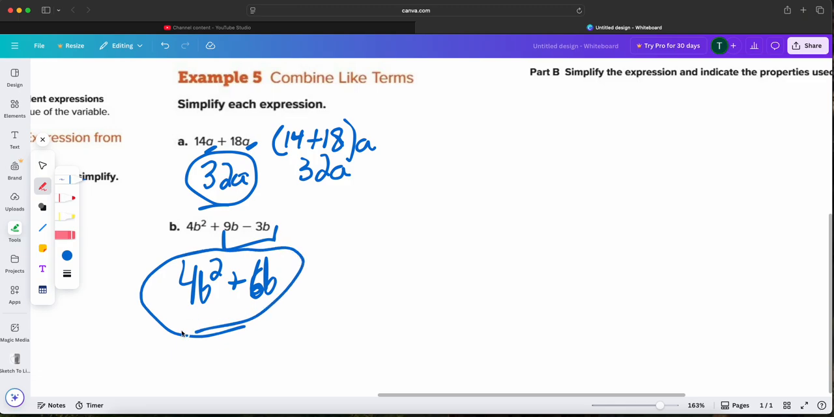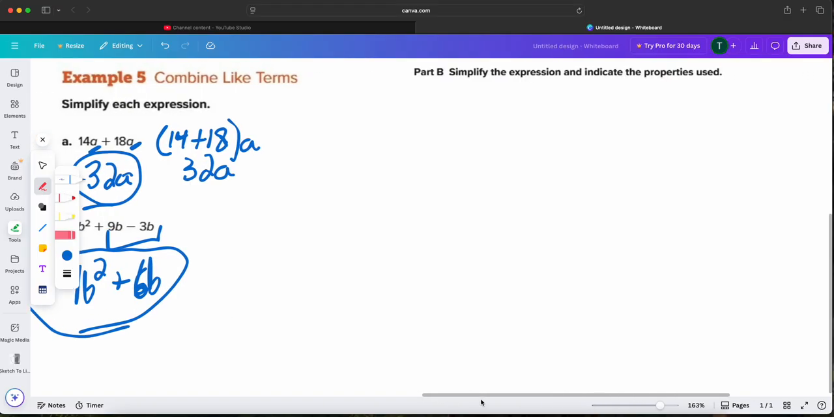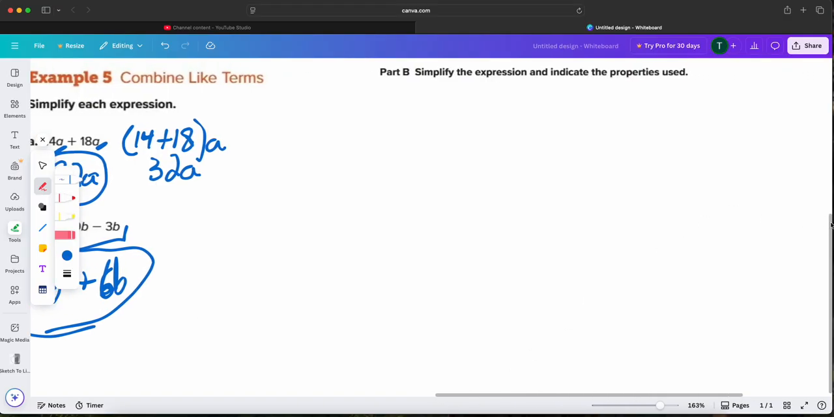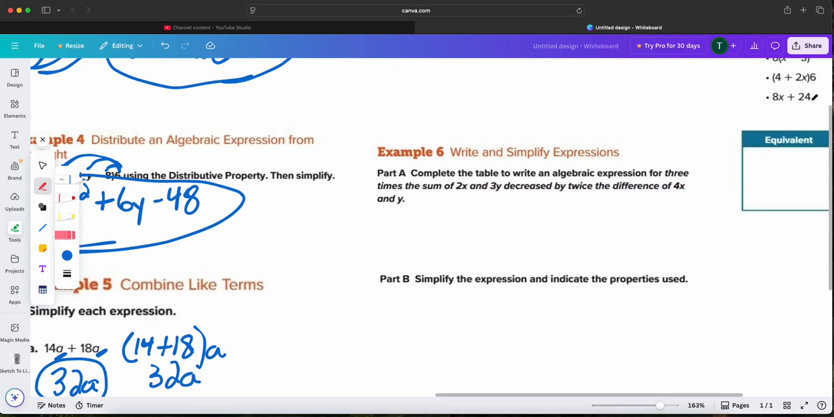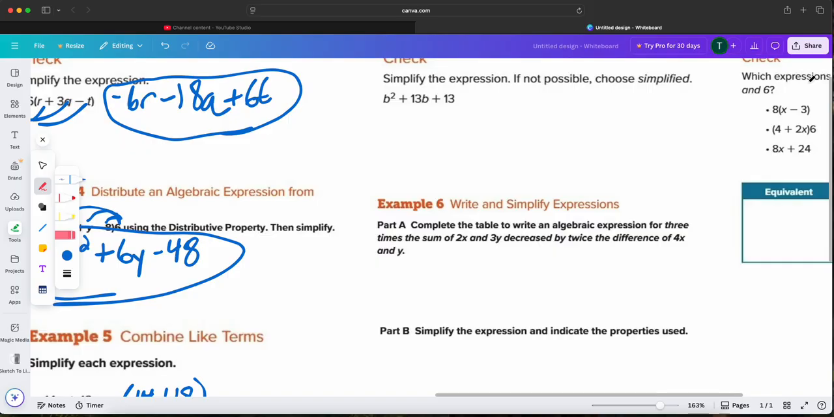So that would be our answer for this one. So then we have this next problem up top here where they want us to go through and simplify as well. So when we go to look at this one, it says simplify the expression. If not possible, choose simplified. So we have b squared plus 13b plus 13.